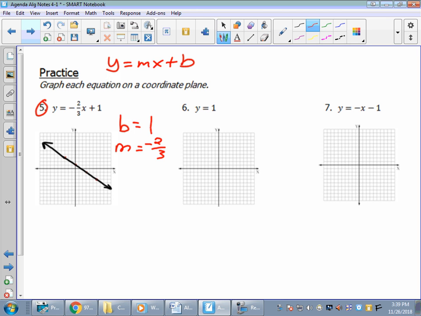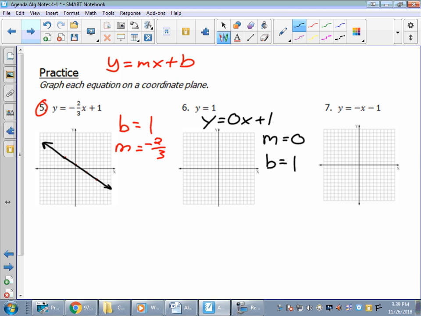On number 6, you've got y = 1. Well, there's no x there. There's no problem. We can still graph this even if there's no x. Just remember that if we were to write it in slope-intercept form, since there's no x, our slope must be 0. So it would be 0x + 1. In that case, our slope is 0, and our b value is still 1.